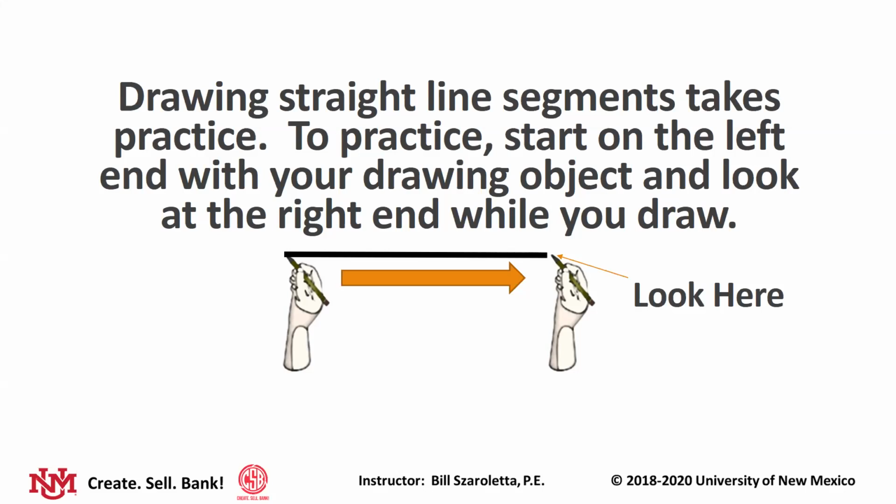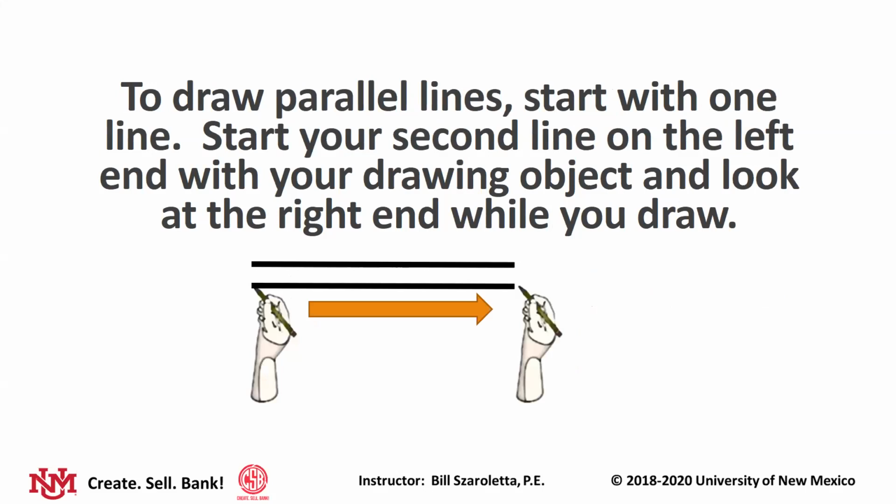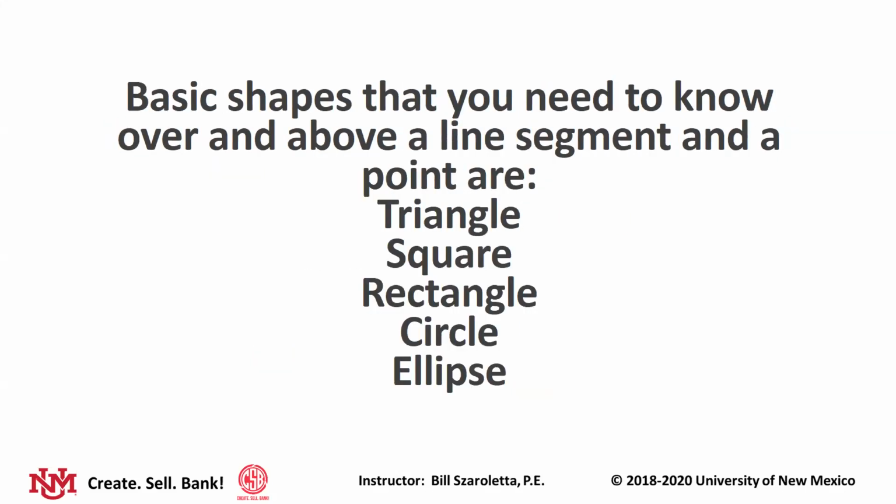And what you'll find is that your brain has an amazing ability to control your muscles so that you can draw a straight line. And now, once you've got a straight line down, you can draw two straight lines that are parallel to each other. And you do the same thing. You put your point down here, but you look right here and you just sketch. Boom, you're done.